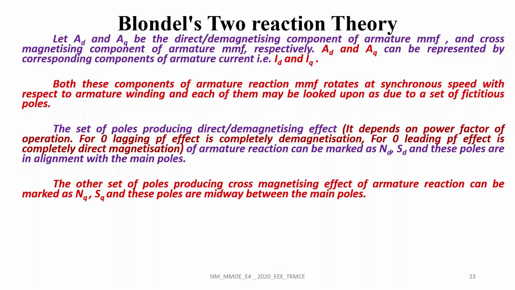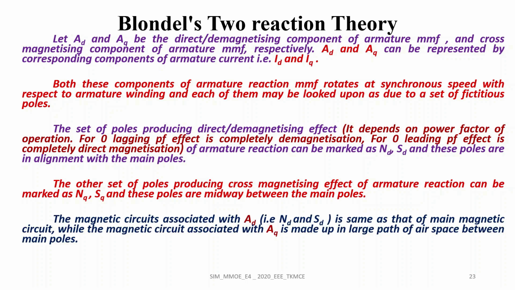Another set of poles producing the cross magnetization effect of armature reaction can be marked as NQ and SQ, and these poles are midway between two main poles, or midway between ND and SD. The magnetic circuit associated with AD, that is the fictitious poles ND and SD, is the same as that of the main magnetic circuit, while the magnetic circuit associated with AQ, that is NQ and SQ, is made of a large path of airspace between the main poles.